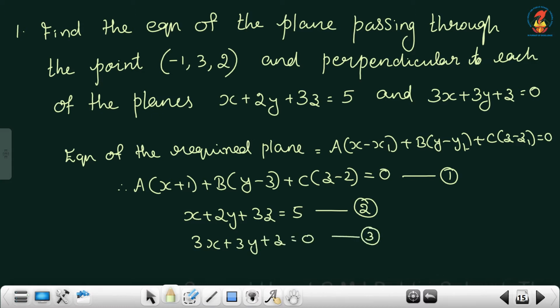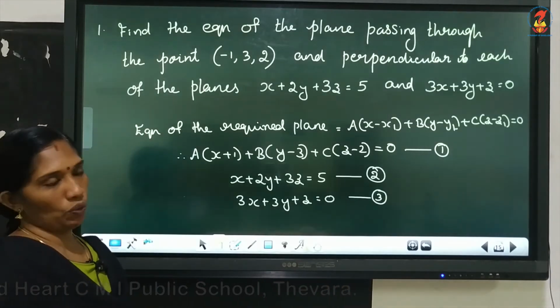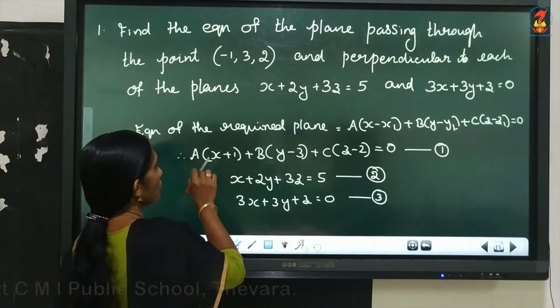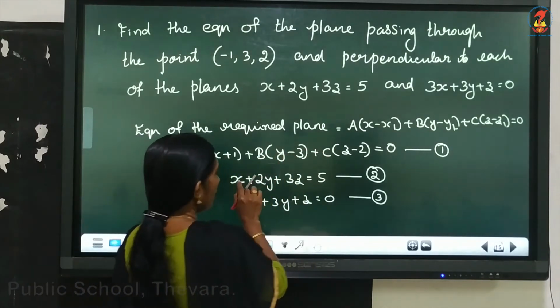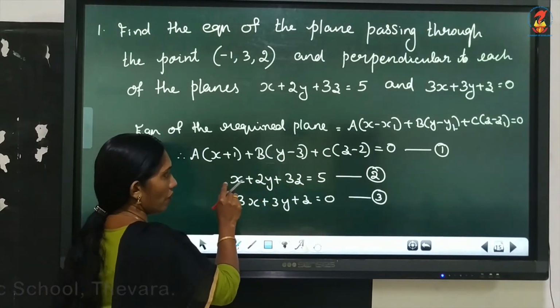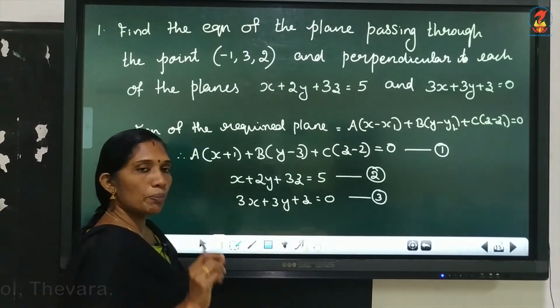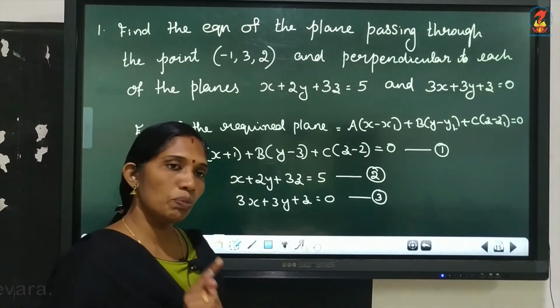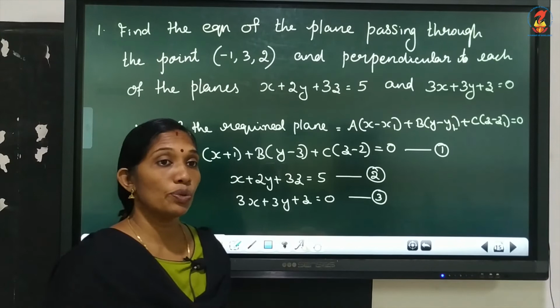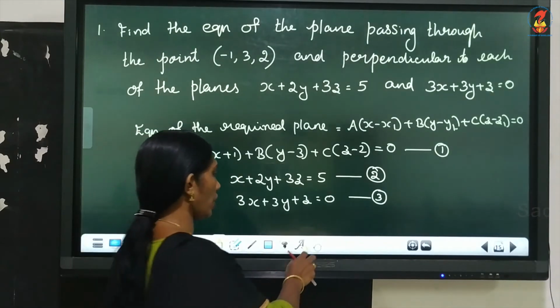So what is given? 1 is perpendicular to 2, 1 is perpendicular to 3 also. If two planes are perpendicular, their normals are also perpendicular. So take the direction ratios of normal A, B and C. Here the coefficients 1, 2 and 3. The dot product equal to 0. A1, A2 plus B1, B2 plus C1, C2 is equal to 0. That condition we have to write.